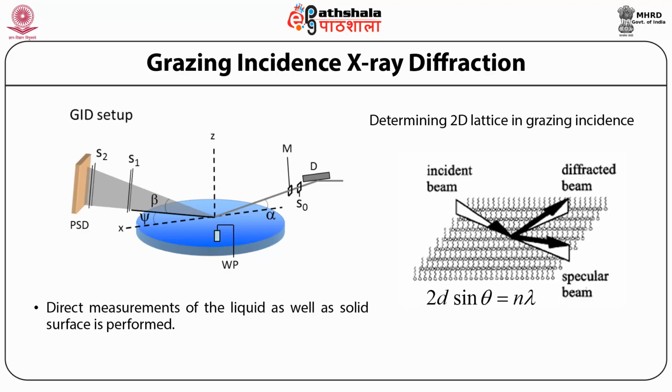By rotating the detector or the sample, we can satisfy the Bragg condition, 2d sin theta equals n lambda, several times, and we can really map the structure of a surface or thin films. An important thing to note here is that it is not only solid surfaces, but we can directly perform these measurements on liquid surfaces also.